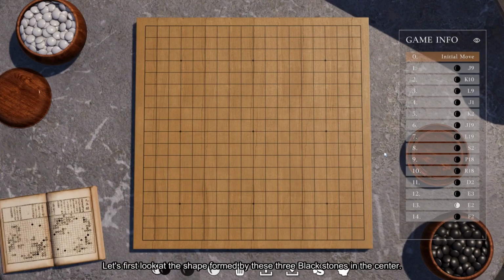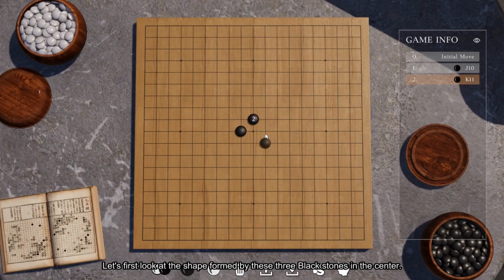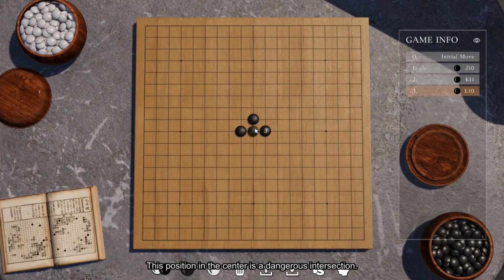Based on this definition, let's first familiarize ourselves with the four most basic tiger's mouth shapes on the board. Let's first look at the shape formed by these three black stones in the center. These three black stones form a triangular shape. This position in the center is a dangerous intersection. When white places a stone here, white would have only one liberty remaining. Black can capture it immediately, so we call this position a tiger's mouth.